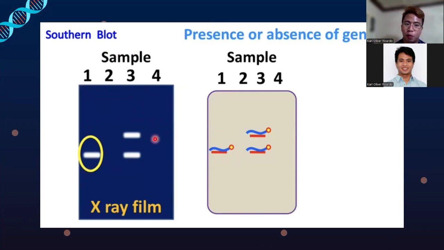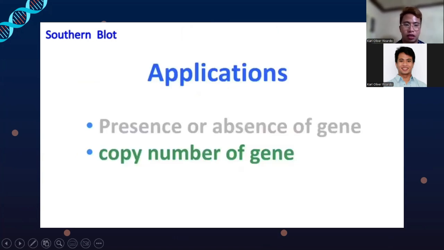And then sa 3 po natin, meron pa tayong nakikitang dalawa. So meaning present po yung gene natin doon. And then for number 4 po, wala din. So meaning absent po yung gene natin. So with the use po of probe or under the autoradiography, ganito na po yung mangyayari. Makikita na po natin siya directly. Okay? This actually indicates that the gene is present or absent, yung probe po natin.